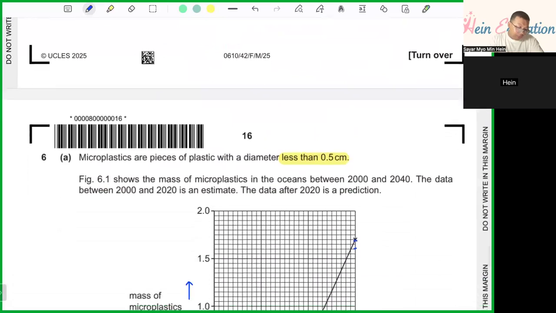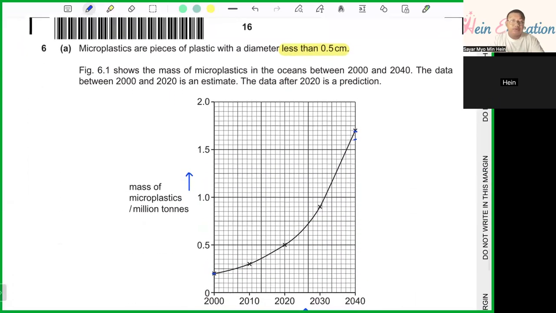Okay. And moving on to question number 6, which is about the environment and microplastic. They mentioned that microplastics are pieces of plastic with a diameter less than 0.5 centimeter. So I highlighted that. Why do they give this information? Every sentence and every piece of information matters when doing the questions in the exam because it's already giving you a hint. And figure 6.1 shows the mass of microplastic in the oceans between 2000 and 2040, and the data between 2000 and 2020 is an estimate, and data after 2020 is a prediction. So it's already mentioned there.